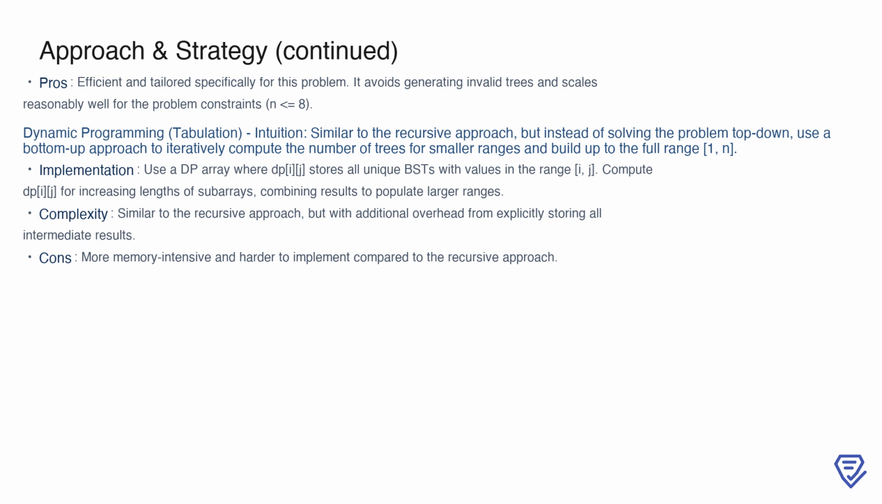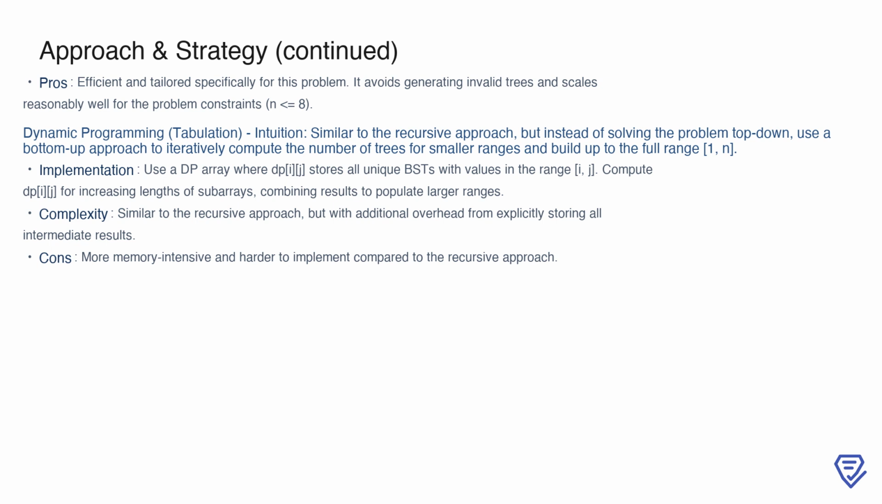Another potential approach is to use dynamic programming with tabulation. This is conceptually similar to the recursive method but works in a bottom-up manner. Instead of solving the problem top-down, we iteratively compute the number of trees for smaller ranges and build up to the full range, 1 to n. The implementation involves using a DP array where DP[i][j] stores all unique BSTs for the range i to j. By computing DP[i][j] for increasing lengths of subarrays, we can combine smaller results to populate larger ranges.